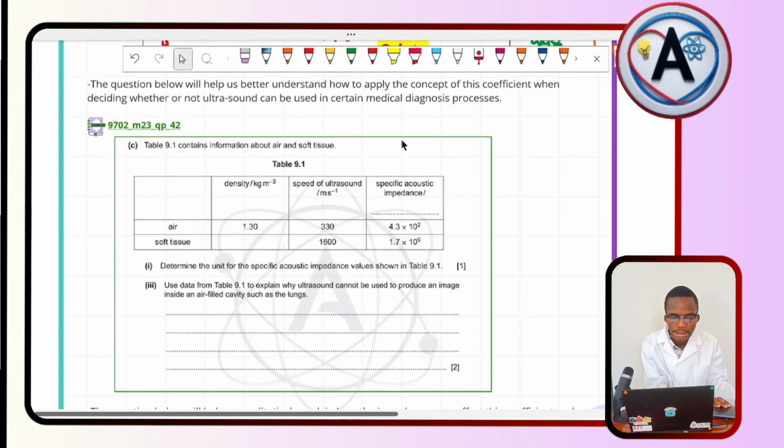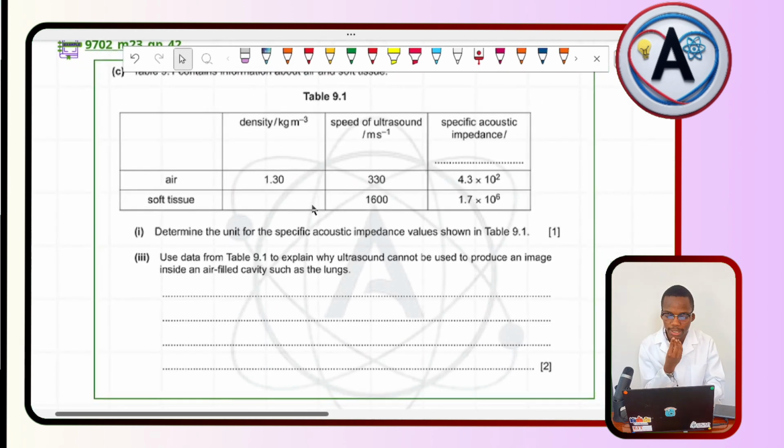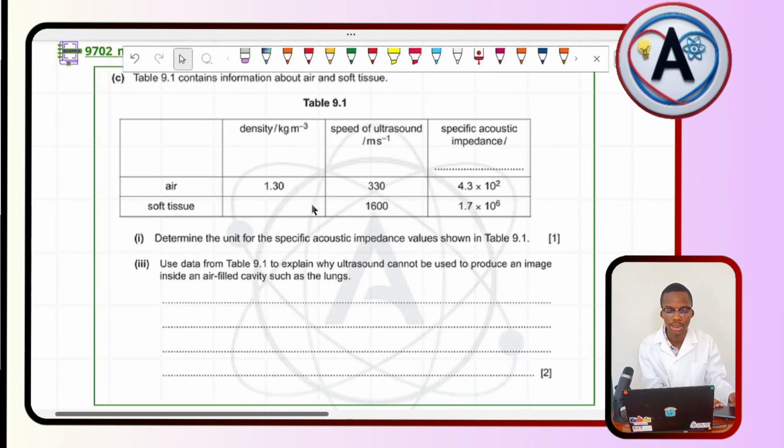If we now look at 9702 M23 question paper 42, we want to better understand this example. Again, we're just trying to solve a couple of examples to help you better understand the intensity reflection coefficient. So we've been asked to determine the units for the specific acoustic impedance values that are shown in table 9.1. So essentially, if you have the density, which is 1.30, and you have the speed of ultrasound, which is 330, the goal is to find the specific acoustic impedance.